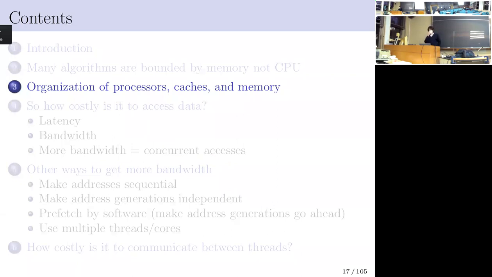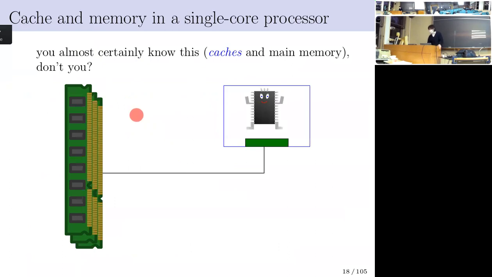This week I'm getting into the more performance aspect, not the algorithmic aspect, so more the computer architecture aspect. Let me start with the organization of processors, caches, and memory, that is, how all these things are organized physically.